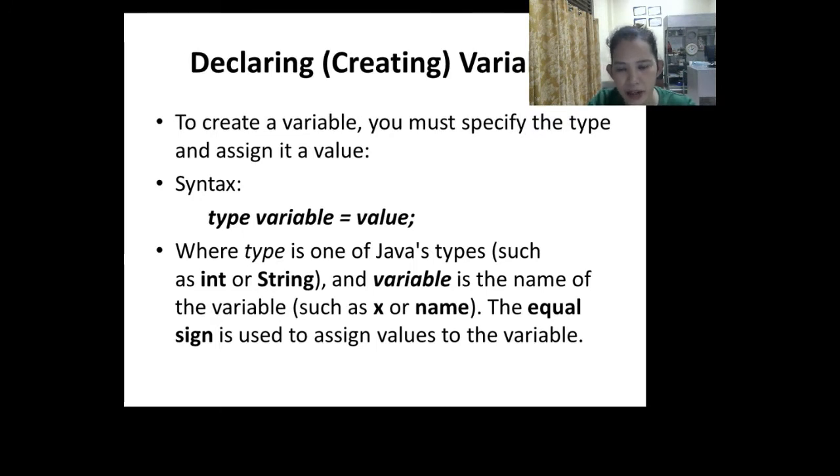Now, how do we declare or create variables in our programs? To create a variable, you must specify the type and assign it a value. The syntax that we need to follow is this. The data type, variable, equals value, where type is one of Java's types, such as an int, a string, a character, a double float, and variable is the name of the variable, such as x or name. The equal sign is used to assign values to the variable.